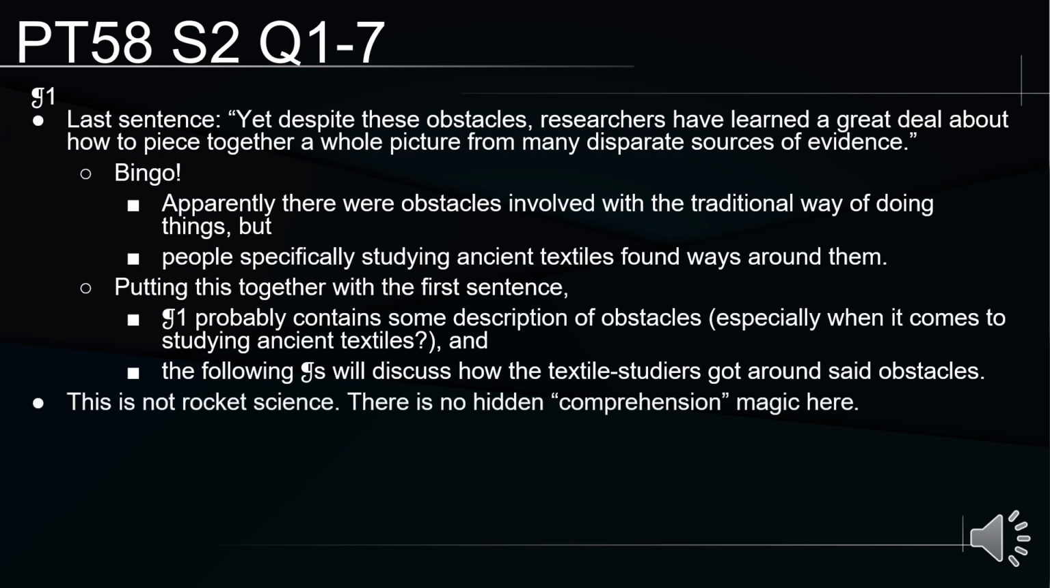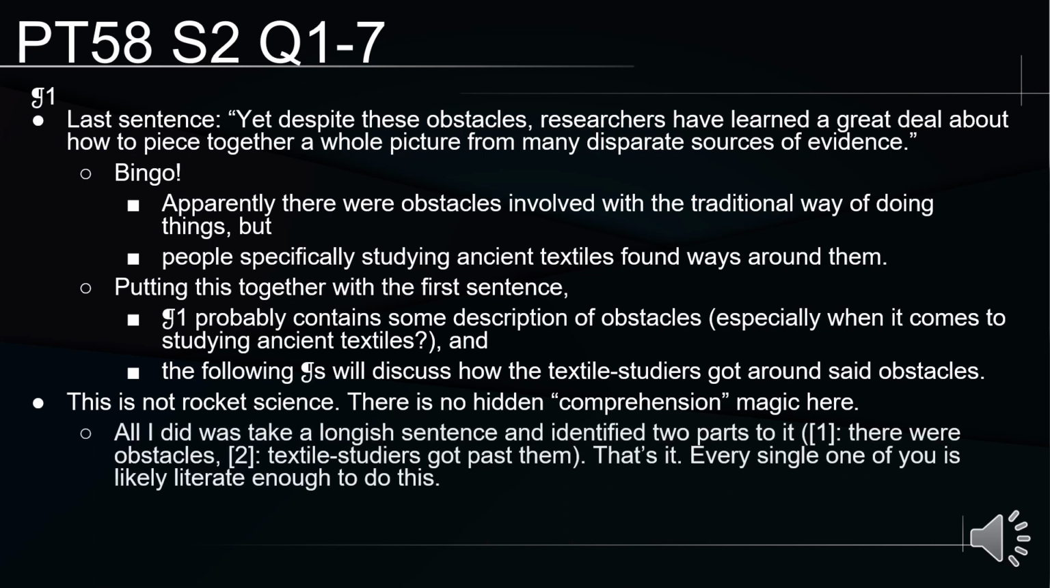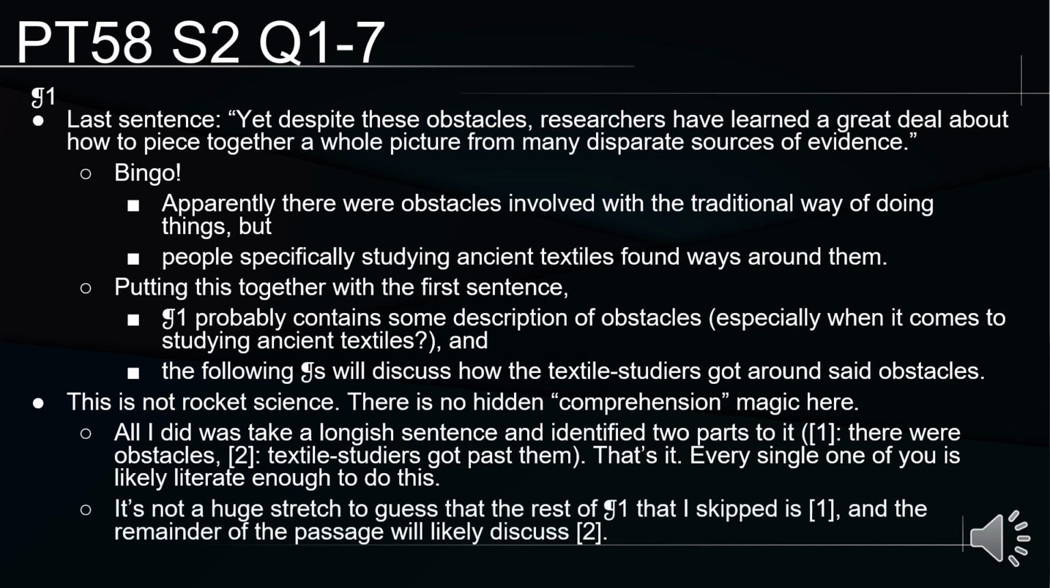So I want to highlight here that this is not rocket science. There's no hidden comprehension magic here. All I did was take a longish sentence and identify two parts to it. There were obstacles, and then textile studiers got past those obstacles. That's it. Every single one of you is likely literate enough to do this. You can look at this last sentence and find these two ideas. And then from there, it's not a huge stretch to guess that paragraph 1, at least the rest of it that I skipped, is the first idea, that there were obstacles.